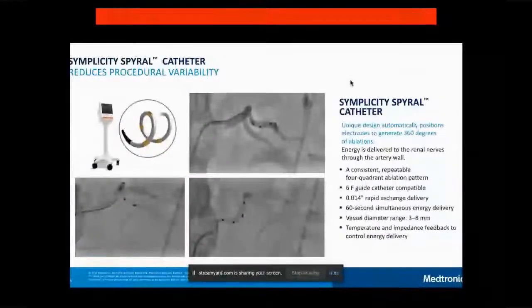Now, when you look at the Simplicity spiral catheter, it has a unique design. It automatically positions the electrodes to generate 360 degrees of ablation. The energy is delivered to the renal arteries through the artery wall. A consistent, repeatable 4-quadrant ablation pattern is there, and it's a 0.014 rapid exchange delivery. And vessel diameter, as I've already said, has to be between 3 to 8 millimeters. The temperature and the impedance feedback is given simultaneously so as to control the energy delivery. If at any time the temperature exceeds or the impedance changes very significantly, the electrode will automatically stop delivering the energy.